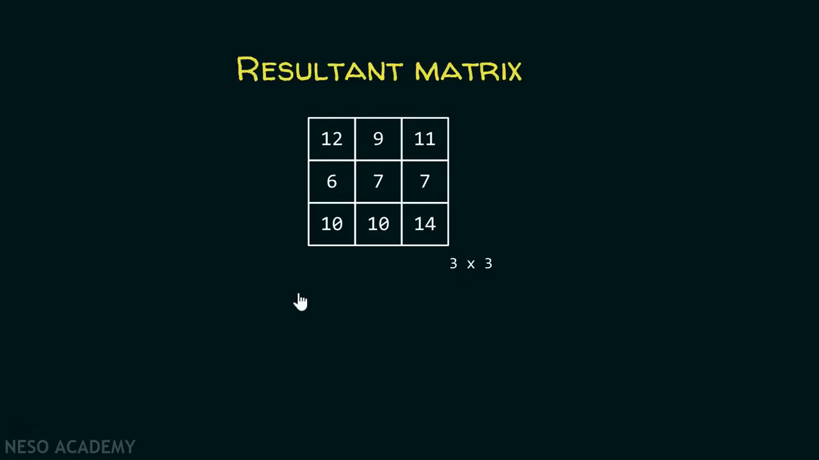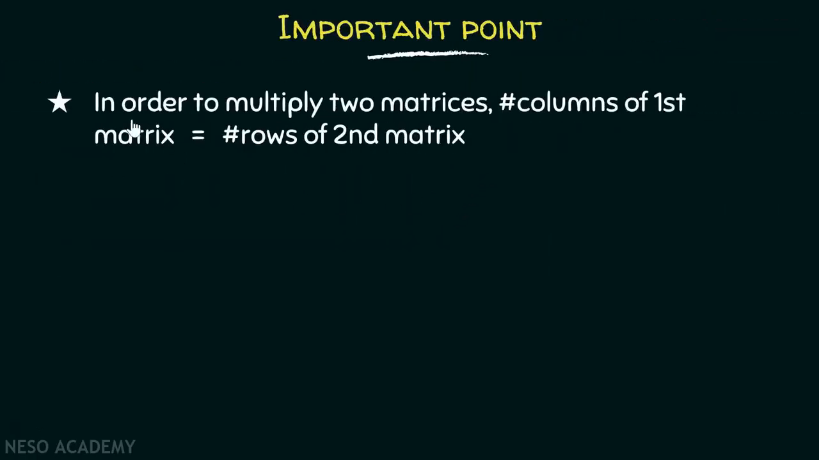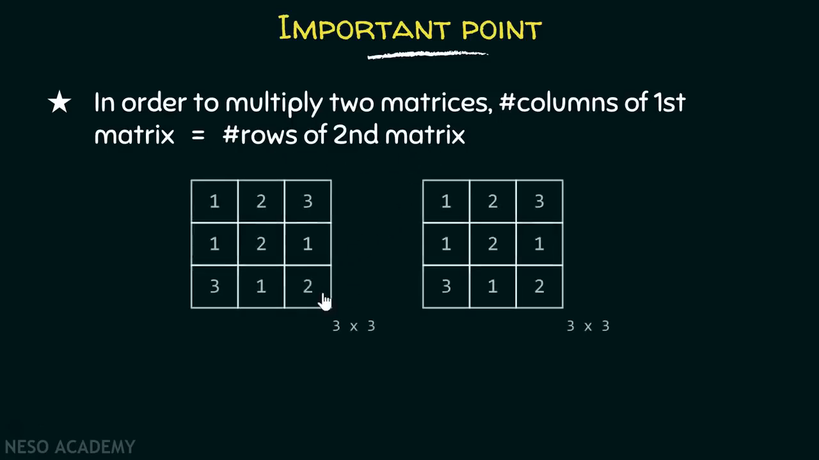After obtaining the resultant matrix, let's now try to understand some important points related to matrix multiplication. And here is our first point. In order to multiply two matrices, the number of columns of the first matrix must be equal to the number of rows of the second matrix. Let's try to understand this point with the help of an example. Suppose we have these two matrices and we want to multiply them. We can see here the number of columns of this matrix is equal to the number of rows of this matrix. Therefore, we can multiply these two matrices.